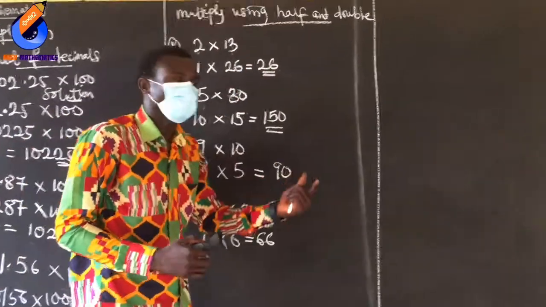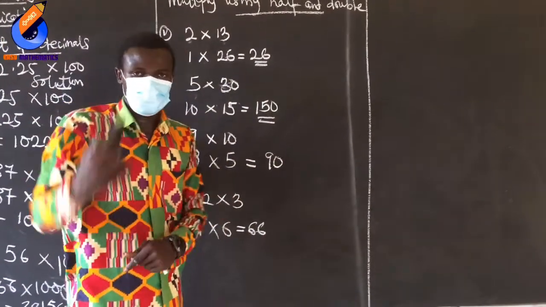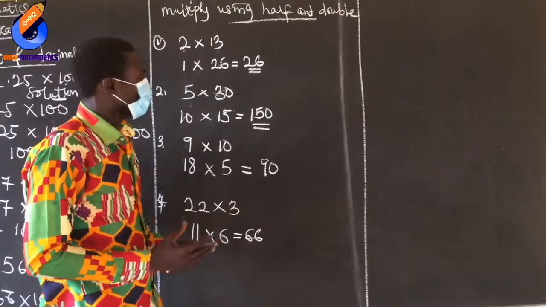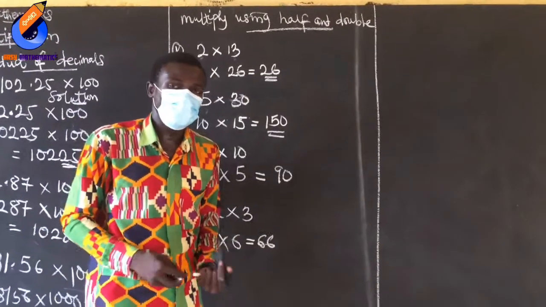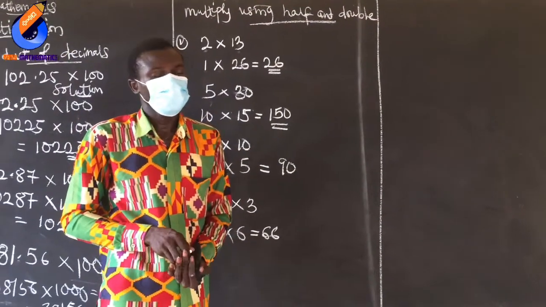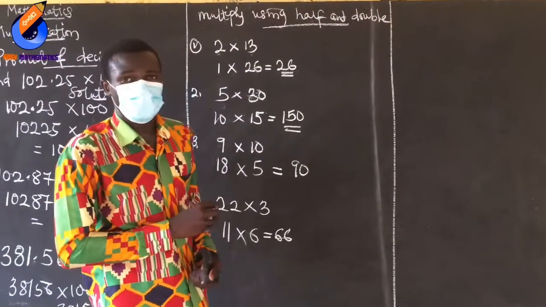So when we say half, we divide by 2, and double, we multiply by 2. You are going to choose which number you should use for your half and which number you should use for your double. Still under multiplication.